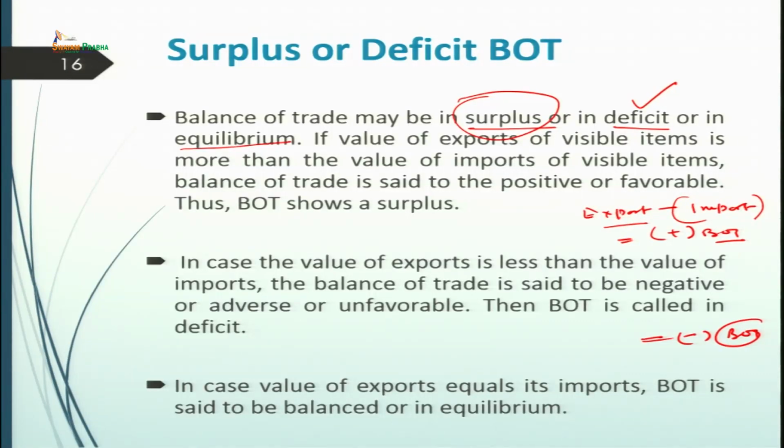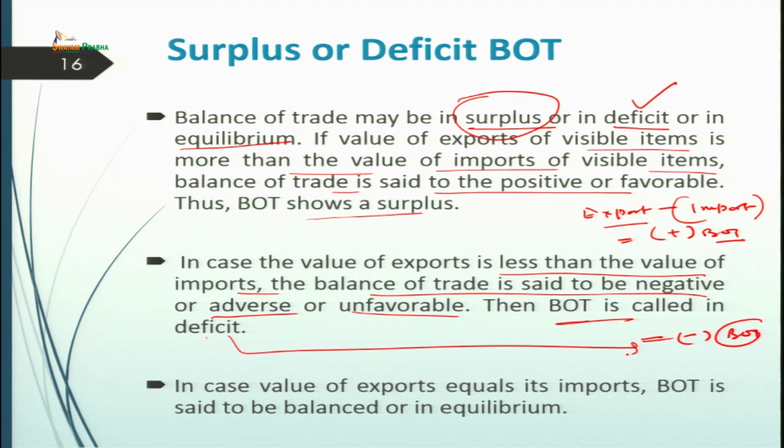Let's read this paragraph. The balance of trade may be surplus or deficit. I hope the concept is clear now. If the value of export of visible items is more than the value of import of visible items, the balance of trade is said to be positive, favorable, and is also known as surplus. In the next paragraph, in case the value of export is less than the value of import, the balance of trade is said to be negative, adverse, unfavorable, and is known as deficit. Here the value is coming in negative form.